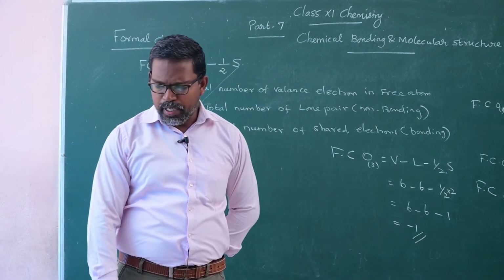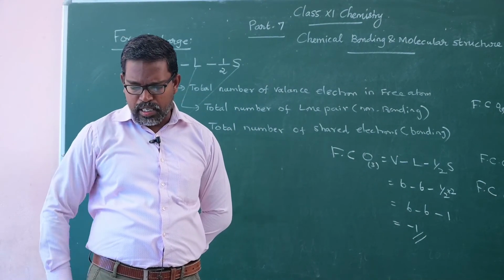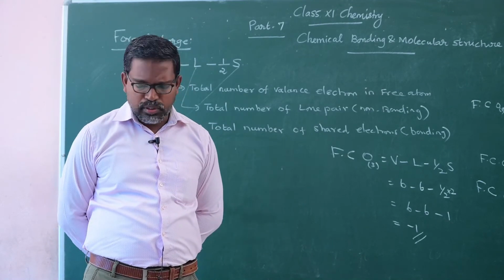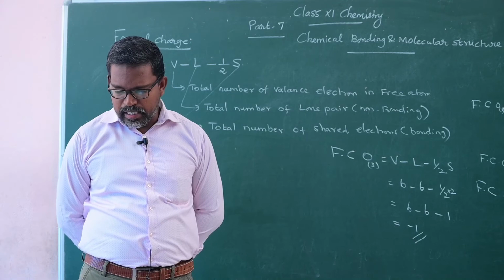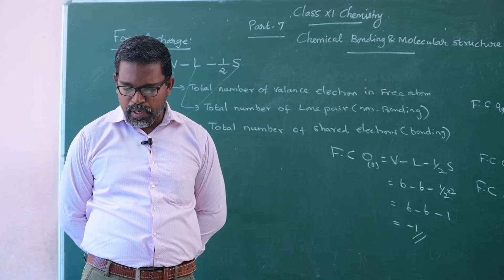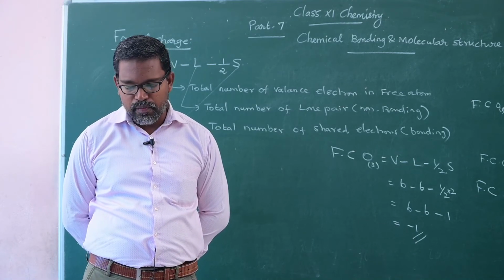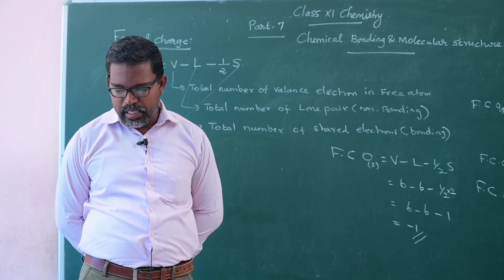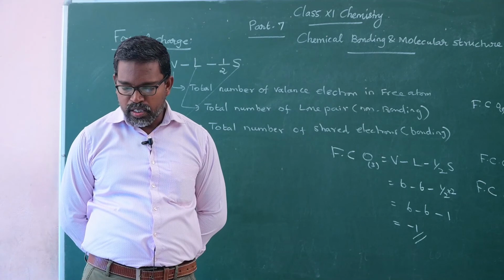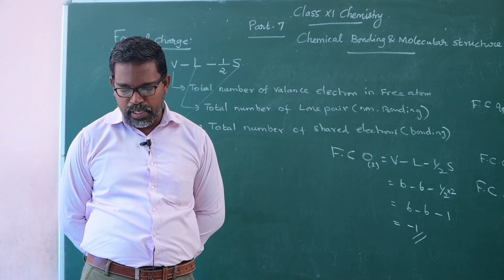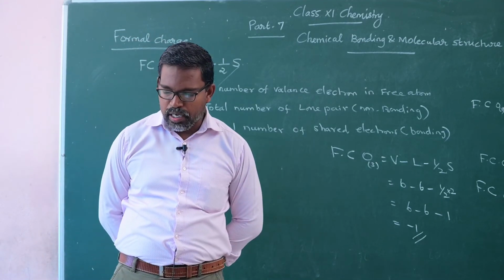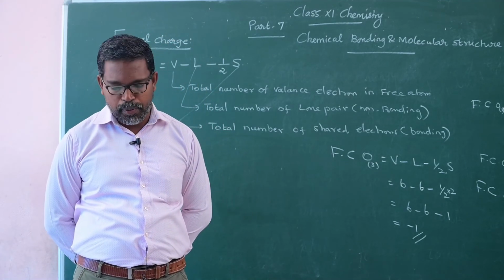Formal charge helps in the selection to find out the lowest energy structure from the number of possible Lewis structures of a given molecule or ion. So in general, the lowest energy structure is the one which has the lowest formal charge on the atoms. I hope all this is understood by each and every one.